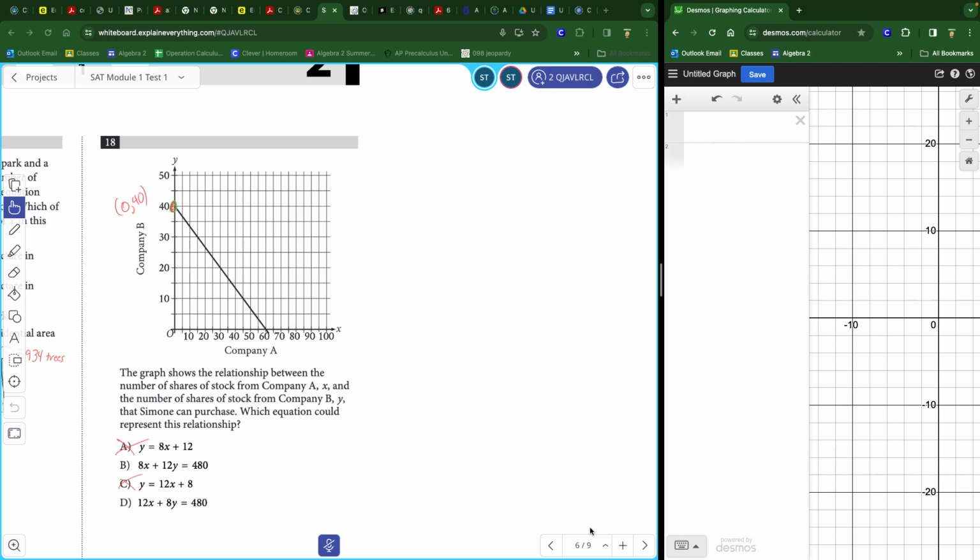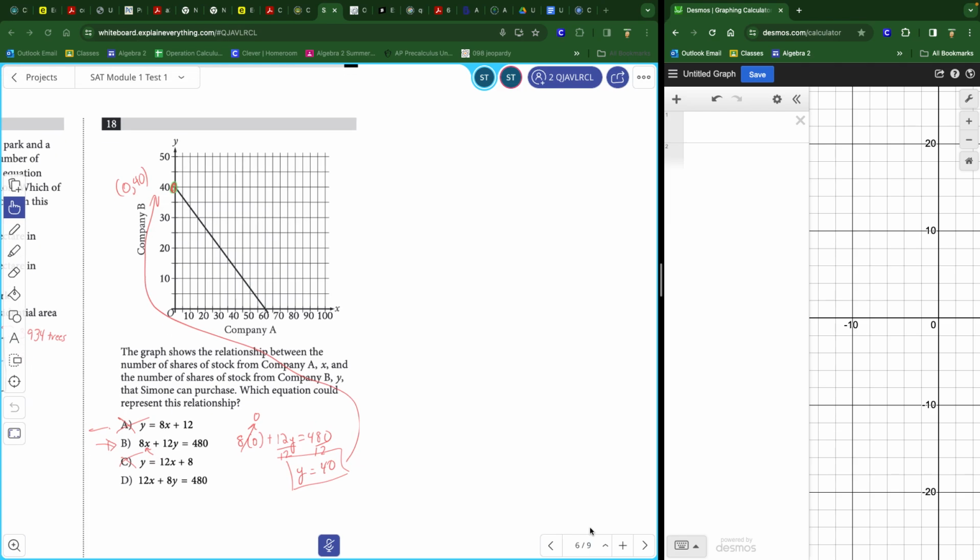It looks like we can just figure it out right away. We'll go, all right, if x is 0, so I'll put a 0 in for this x here. So it's 8 times 0 plus 12y equals 480. And this right away becomes 0. So I just really have to divide by 12. So y is 40. Hey, that's a good sign. So it could be this equation. It's probably B at this point. Sorry, B right down there.